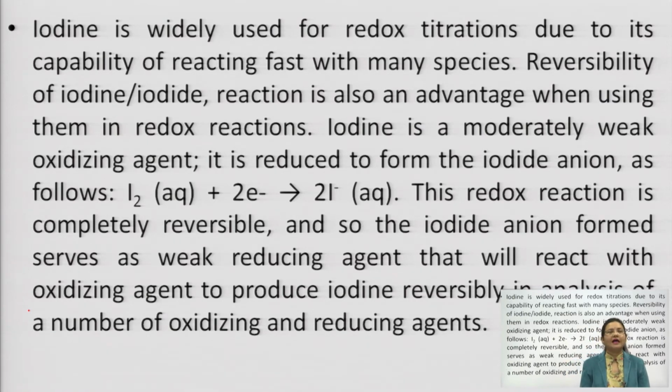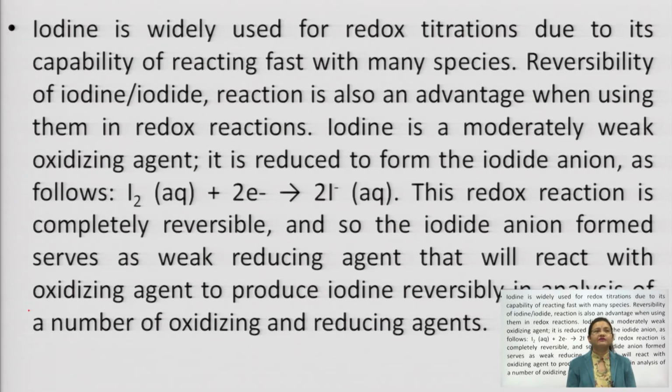Now iodine is widely used for redox titration due to its capability of reacting fast. It is a very good oxidizing agent, and it reacts very fast with many species. That's why its applicability also widens.